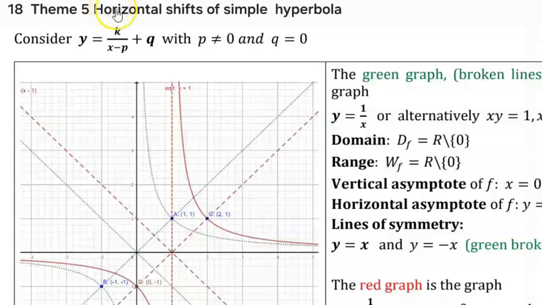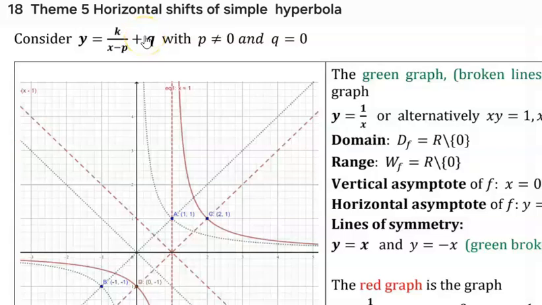In this video, we're going to look at horizontal shifts of simple hyperbolas. This is our general form y equal to k over x minus p plus q. In this case, we're going to take p unequal to 0, but we're going to make q 0. So the q there disappears.